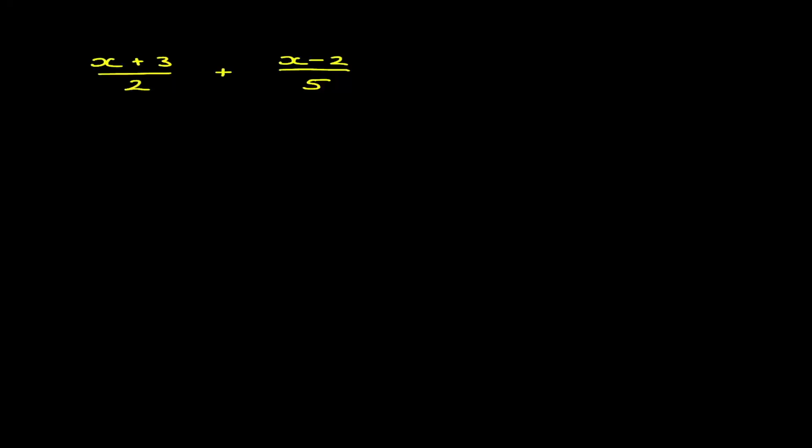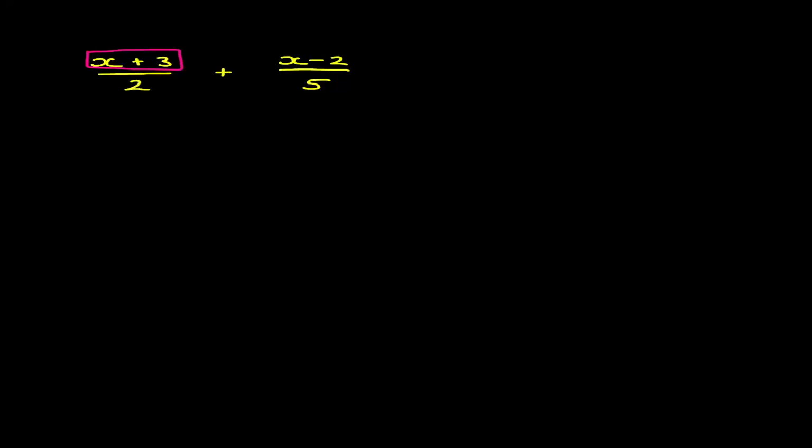So let's give this fraction a go. We've got x plus 3 on 2 plus x minus 2 on 5. How would you go about adding this fraction? Remember, we want our denominator to be the same when we add or subtract fractions. And a quick easy hack to do this is to cross multiply.